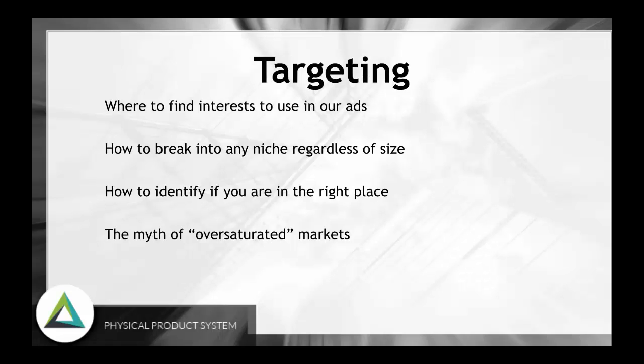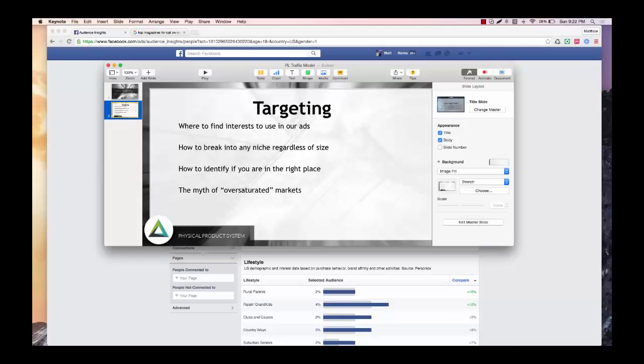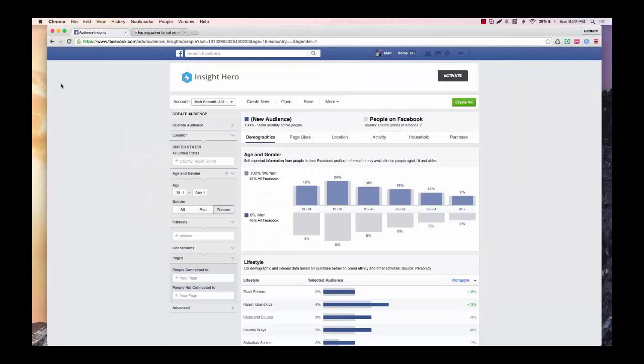And so I'm going to go into where to find interests to use in our ads, and then how to break into any niche regardless of its size. If you're familiar with Facebook targeting or Facebook ads, you know the bigger the niche, the harder it is to really drill down. Well, I'm going to show you a really precise way of drilling down that's going to help you out quite a bit. So how to identify that you are in the right place and the myth of the oversaturated markets. So let's go over the shoulder real quick and talk about how to find the right interests.